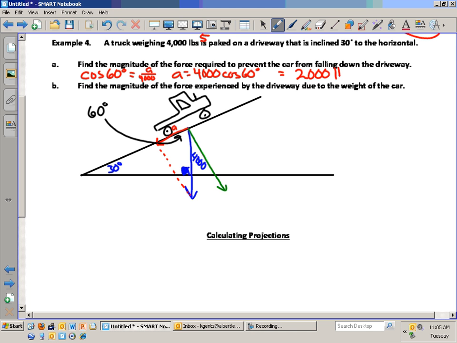4,000 times 1/2 is 2,000 pounds. Do you think that you could honestly exert 2,000 pounds of force? No. I don't think that you could. I don't think you could keep that truck from rolling down that driveway. That'll be pretty tough.